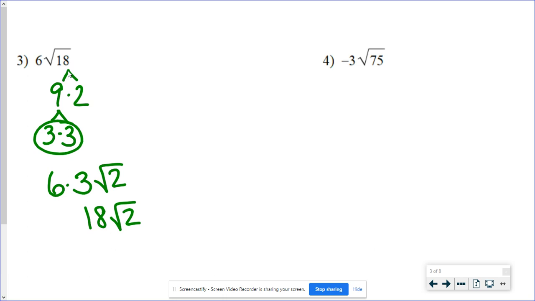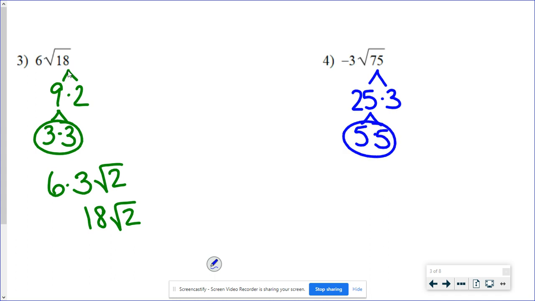In number 4, the 3 that's on the outside happens to be negative. I'm going to say, just like on all the other problems, don't even worry about that negative 3 right now. Worry about the square root of 75. Again, I would absolutely go with 25 on this. 25 times 3. So there's my 5 times 5 pair.